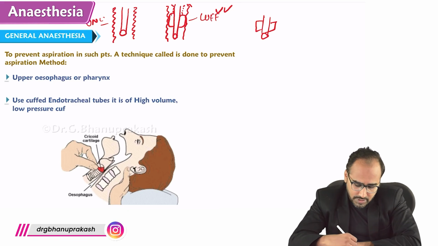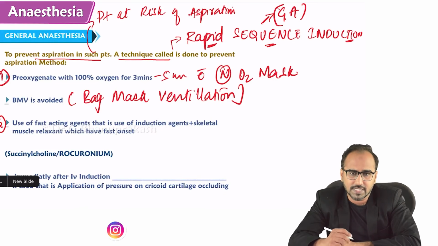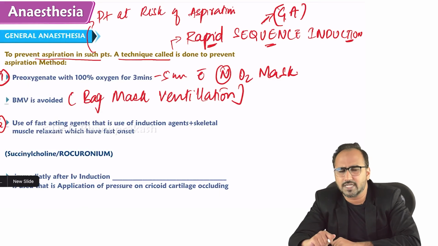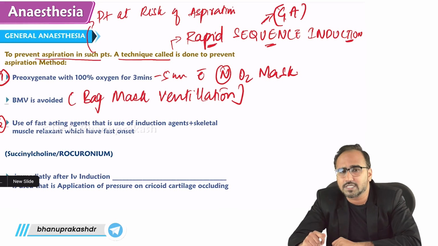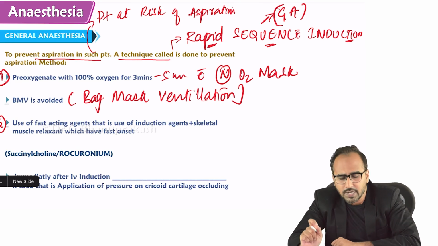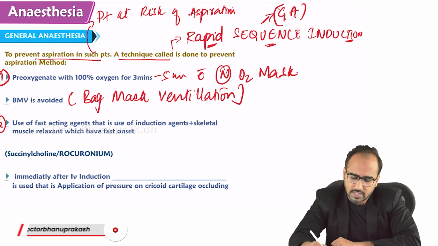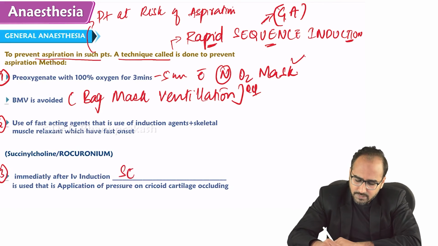Right, guys? So remember, we are talking about the rapid sequence induction. What are the steps till now we have discussed? Rapid sequence induction is like general anesthesia only. Whether it is general anesthesia or rapid sequence induction, the first step is pre-oxygenation. You pre-oxygenate the patient with normal oxygen mask. What is avoided? Bag mask is avoided. Then immediately after IV induction, dash is used. What is the dash? Sellick's maneuver or cricoid pressure is used.